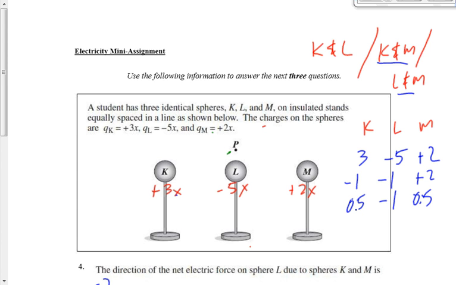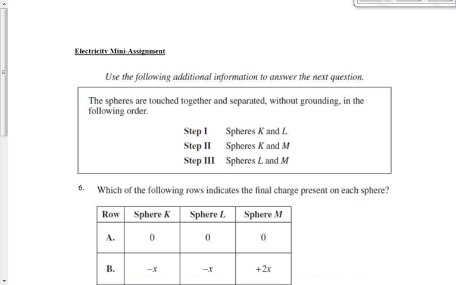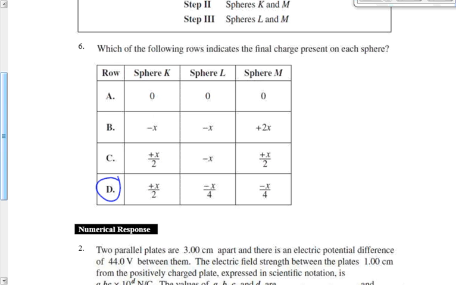And then finally L and M together. -1 and plus 0.5 gives me -0.25 and -0.25. So we look at our options here. For 0.5, -0.25, and -0.25, the answer is going to be D.